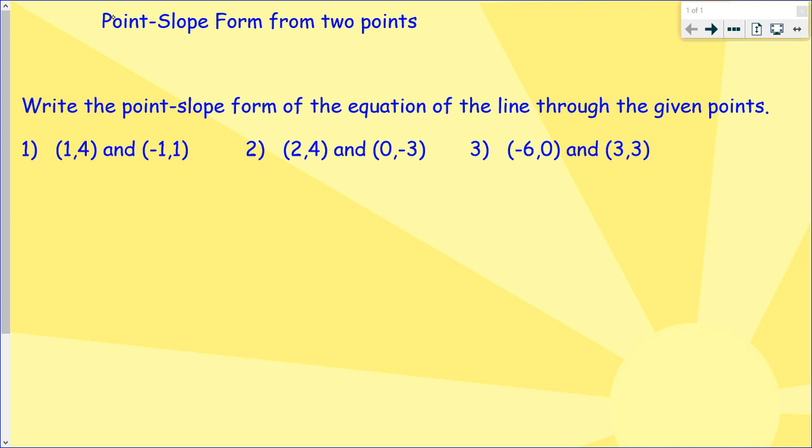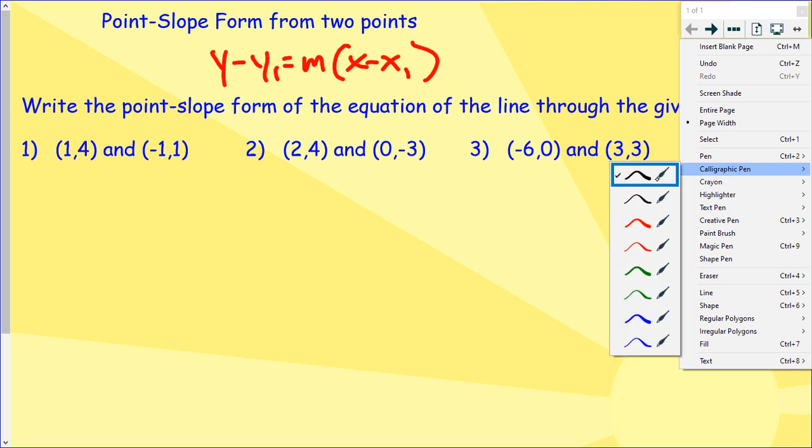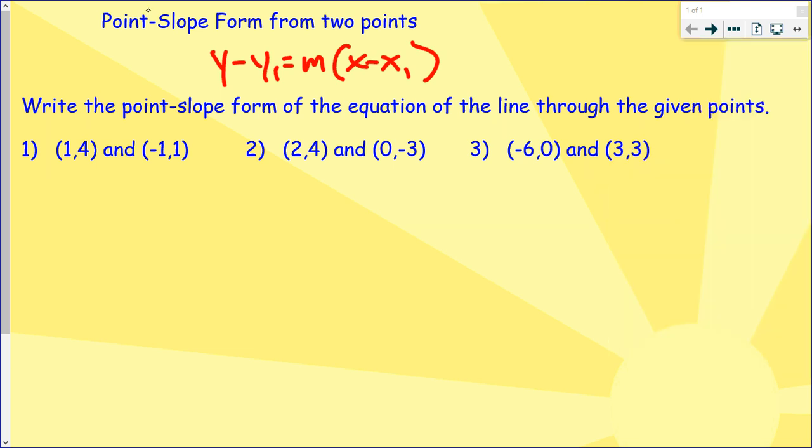So let's review what point slope form looks like. So here we go. y minus y1 equals m times x minus x1. And so to write the equation in point slope form, you're going to need a point and a slope. So that's why it's called point slope form. And so the slope will go where m is, and the point will go where x1 and y1 are. All right, so let's look at the first example.